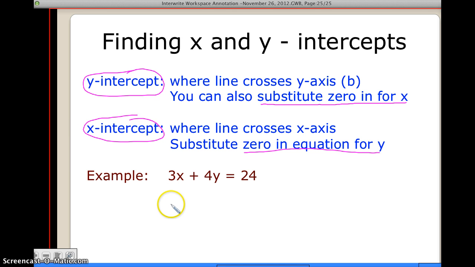So let's go ahead and do this, because if you can find the x-intercept and the y-intercept, you've actually found 2 points on your graph, which will allow you to graph it without building a table, finding the m, finding the b, or any of those other things.